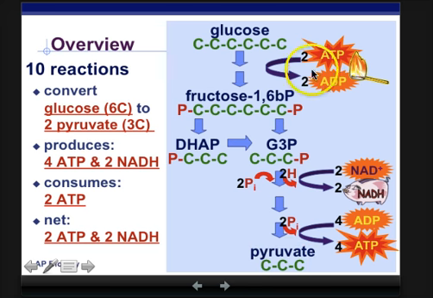And it costs us a couple ATP in the beginning, but in total we're going to get 4 ATP and 2 NADHs. So we end up with a net gain of 2 ATP and 2 NADHs. So that's glycolysis, which happens first out in the cytosol.